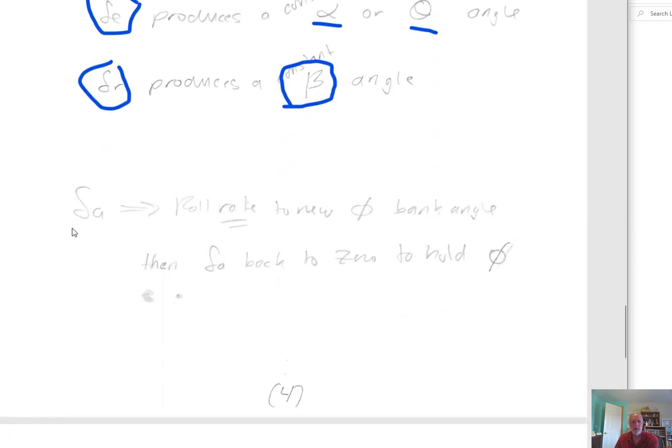So the way you do that is deflect the ailerons, you roll to get to a new bank angle, and then aileron pretty much goes back to 0 to hold that bank angle.